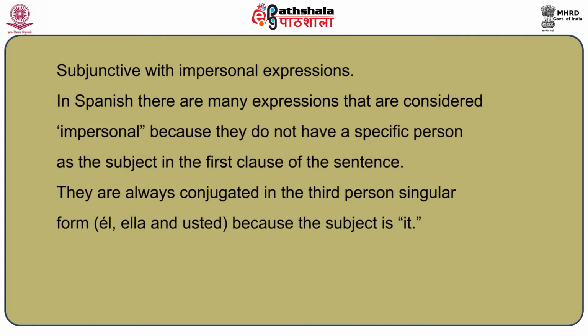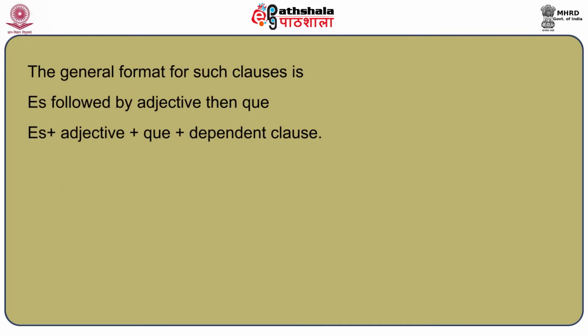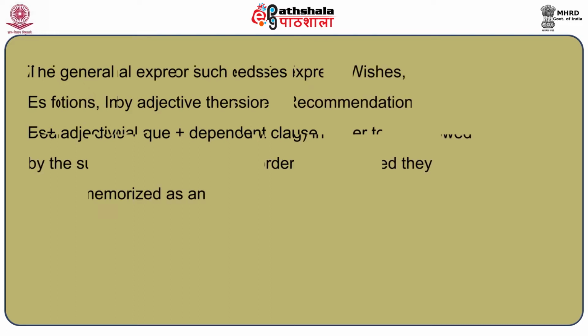Subjunctive with impersonal expressions. In Spanish, there are many expressions that are considered impersonal because they do not have a specific person as the subject in the first clause of the sentence. They are always conjugated in the third person singular form, él, ella, and usted form because the subject is it. The general format for such clauses is es followed by adjective and then by que. Es plus adjective plus que plus the dependent clause.